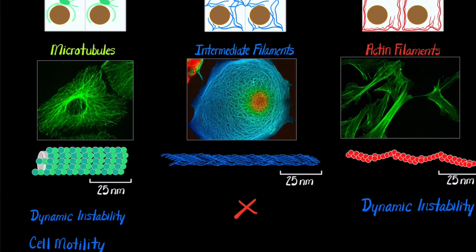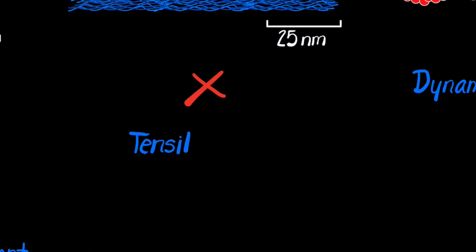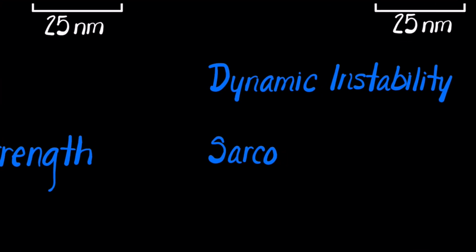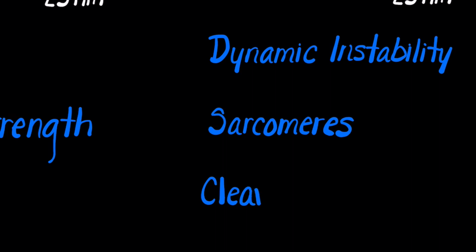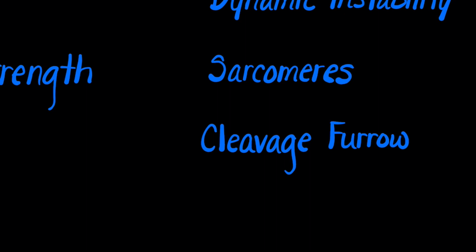So intermediate filaments, tensile strength. Think of keratin, think of the nuclear lamina. And actin filaments, think of sarcomeres found within muscle contraction function. And think of the cleavage furrow. The pinching of the cell following telophase.